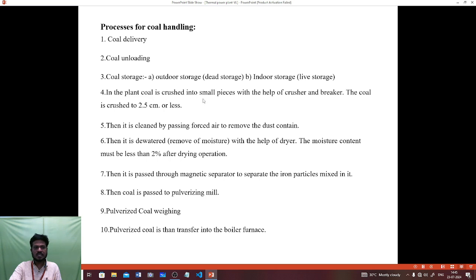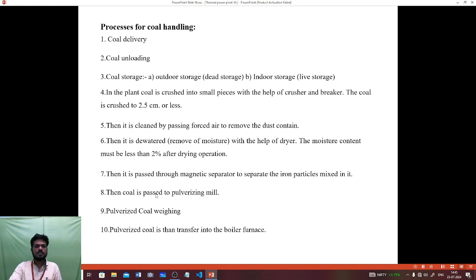In the plant, the coal is crushed into small pieces with the help of a crusher and breaker. The coal is crushed to 2.5 centimeters or less. Then it is cleaned by passing forced air to remove the dust content on the coal. Then it is dewatered to remove moisture with the help of a dryer. The moisture content must be less than 2% after the drying operation, which is mandatory for the coal handling process. Then it is passed through the magnetic separator to separate the iron particles mixed in it.